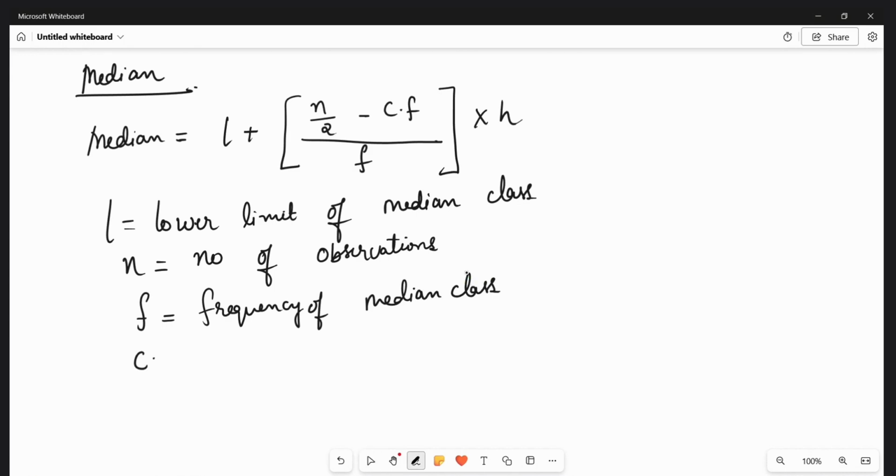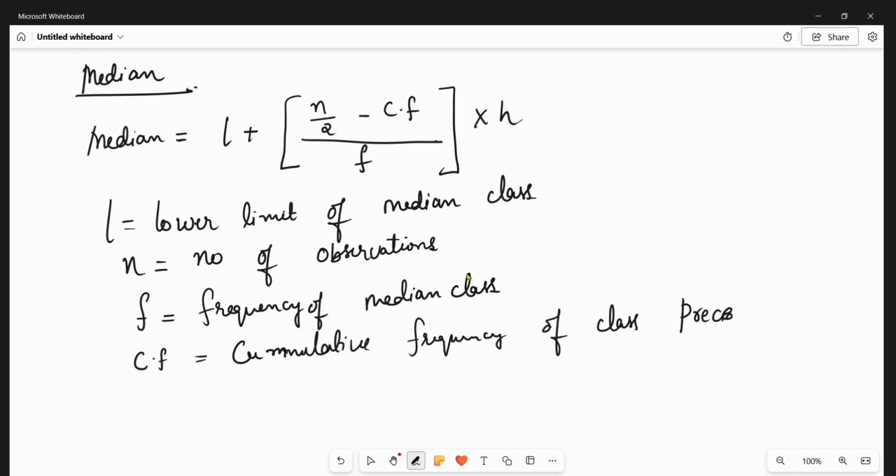And CF is the cumulative frequency of the class preceding the median class. And H is the size of the class.